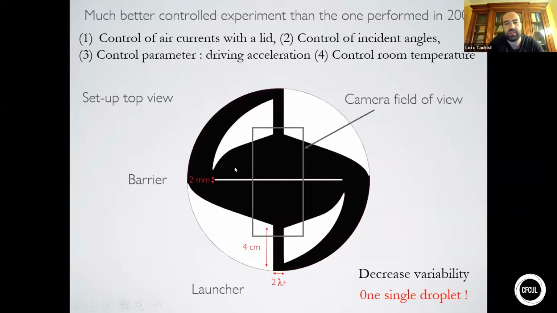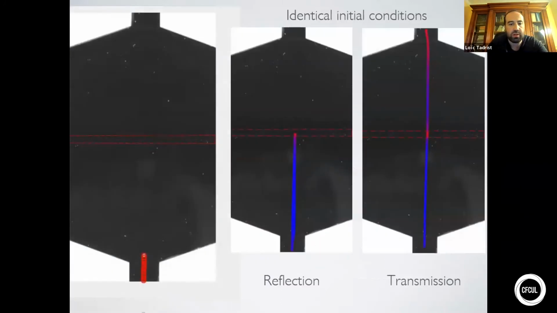So this is our setup, and basically the droplet is just looping around the setup, crossing or not. If it's crossing, it just goes there, and then it's sent again, and so on. So it basically allows us to send the same droplet multiple times onto the barrier. So here is what we can observe. Sometimes the droplet is reflected, and sometimes the very same droplet is transmitted. So we fix the same memory, we fix everything the same, but sometimes it gets transmitted, sometimes it does not.